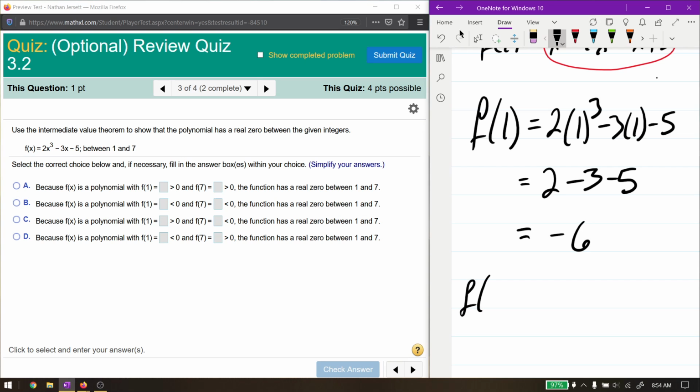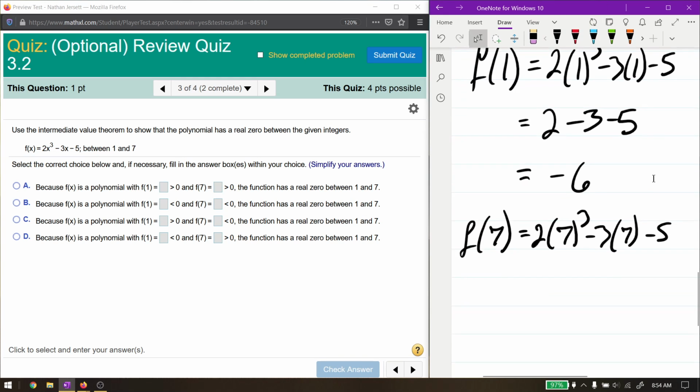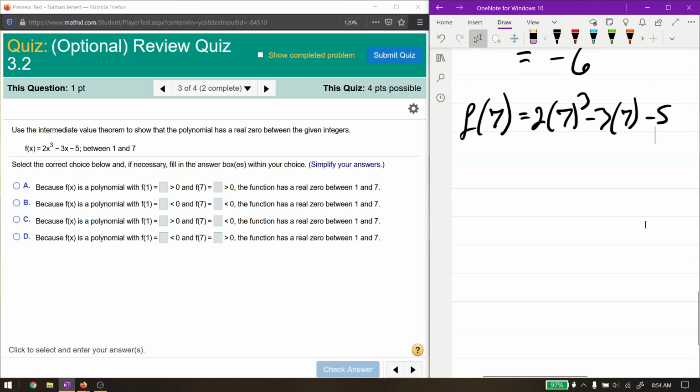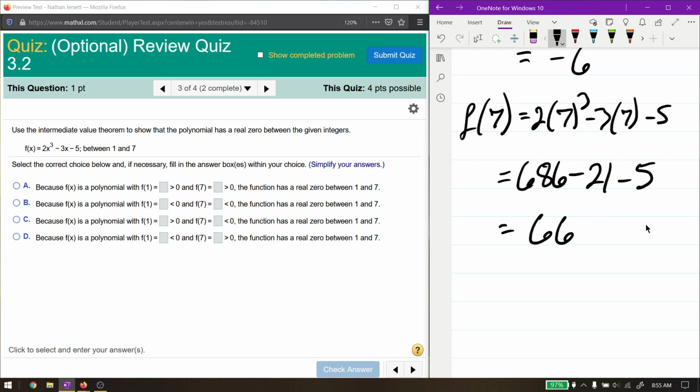All right, plug in 7. 2 times 7 cubed minus 3 times 7 minus 5. All right, 7 cubed is 343, times 2 is 686, minus 3 times 7 is 21, minus 5. That's going to give us 665 minus 5, so 660.